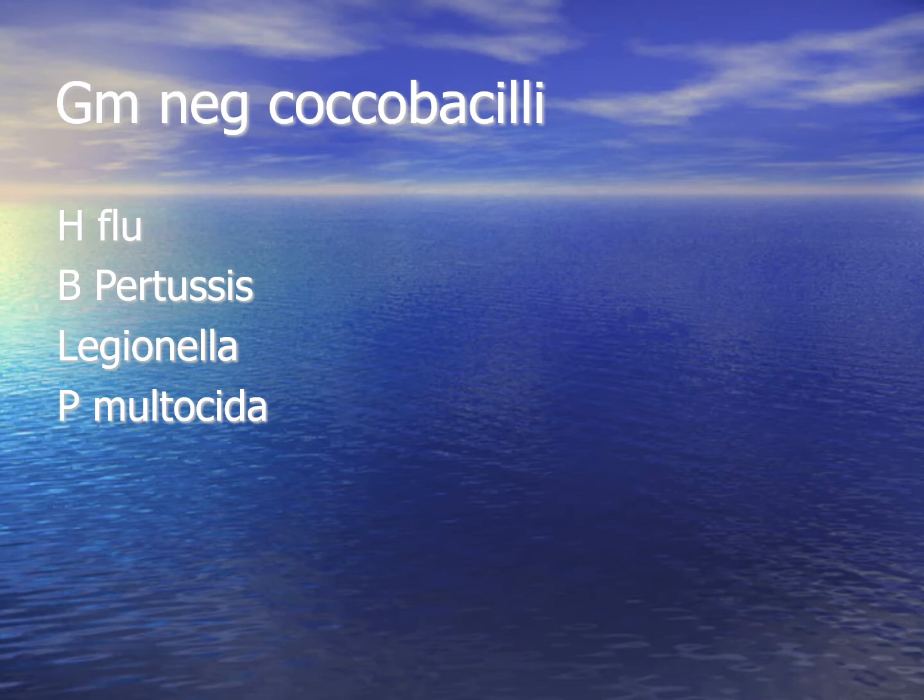Gram-negative coccobacilli. So these are actually bacilli that are a little bit shorter, a little bit more rounded, often just referred to as bacilli, but remembering that H-flu and Bordetella pertussis and Legionella and Pasteurella multocida often are a little bit different in shape, and you may actually be able to try to figure out what the organism is based on that gram stain.